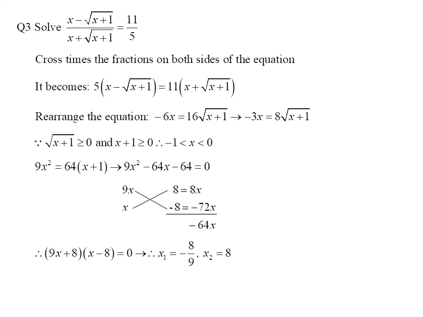Therefore, 2 solutions are obtained for this equation. It is negative 8/9 or 8. Since x must be in the value range of negative 1 and 0, there is only one qualified solution here, which is negative 8/9.